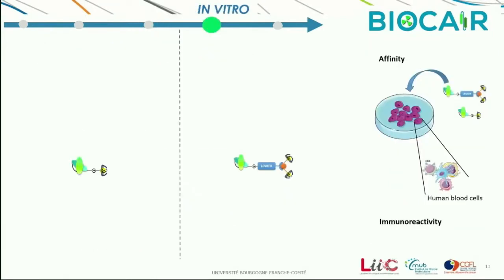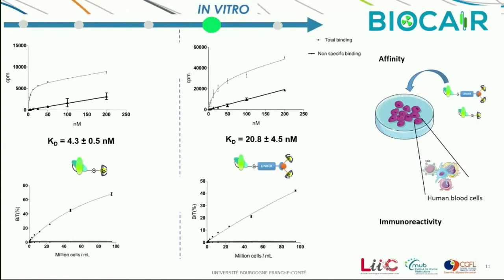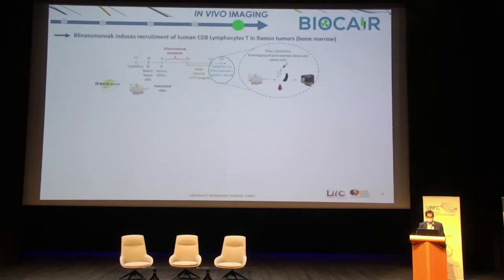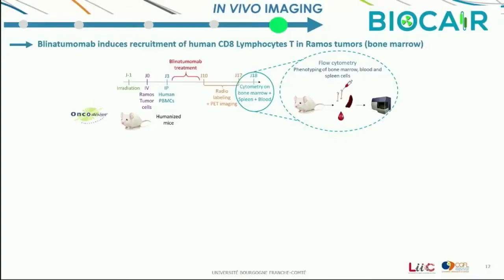So the next step was to validate, again, the affinity of this compound after the radiolabeling. So we did an immunoreactivity or an affinity assay for both of these compounds. And again, we were more or less in the same range. We had little loss of affinity with the D-node-AGA, but it remains still very good with 20 nanomolar. And then come the in vivo experiments.